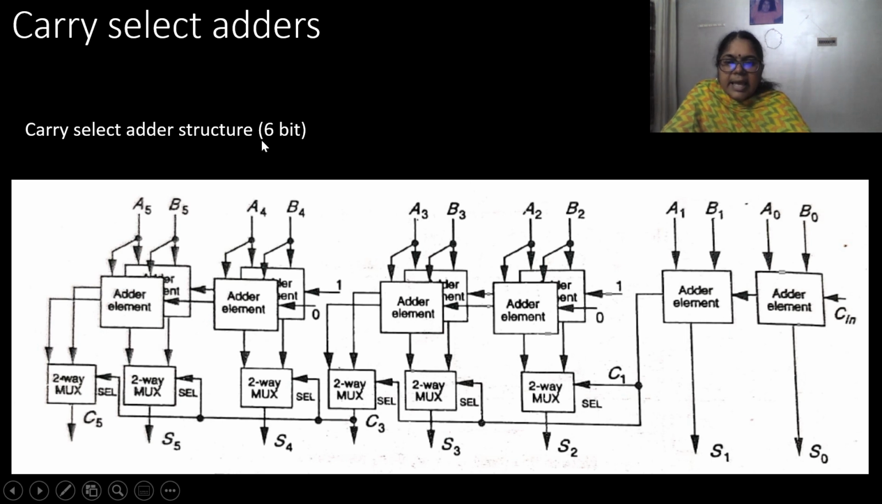So here, if 6-bit addition need to be performed, you can see that here 3 blocks have been used, each block containing 2 adders, and every adder has a parallel adder, so that the adder and the parallel path adder are given the carry input as 0 and 1.